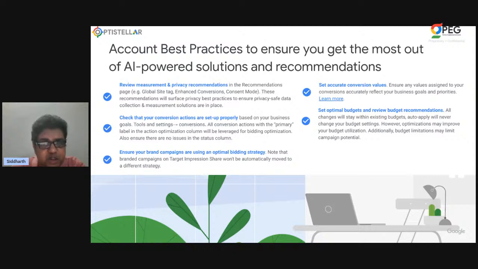However, optimizations may improve your budget utilization. Additionally, budget limitations may limit campaign potential. So, as we have mentioned earlier, it is important for you to review your budget recommendations periodically, right? If there is a particular recommendation around using your unused budget or increasing your budget, do look into it, because that means those accounts are being limited by budget, and their performance is being limited by the budget, especially. So these are some of the best practices.